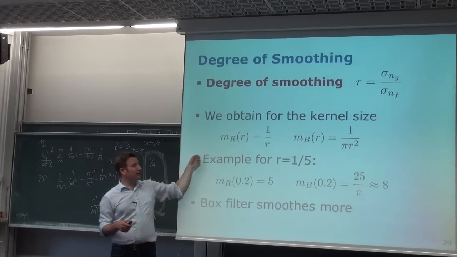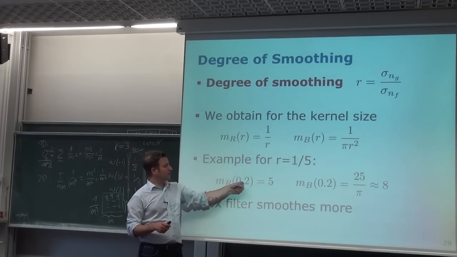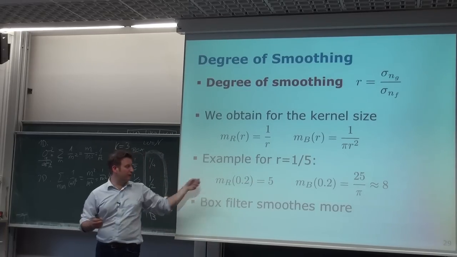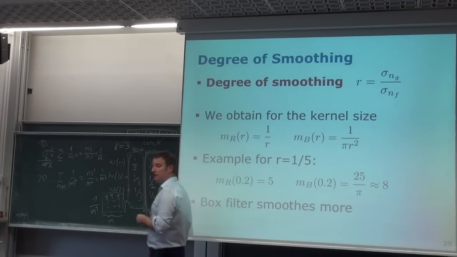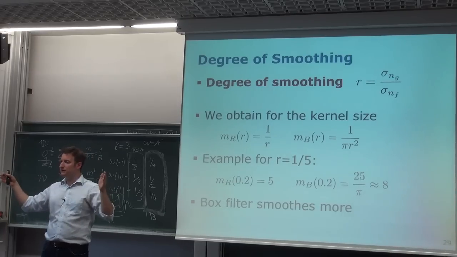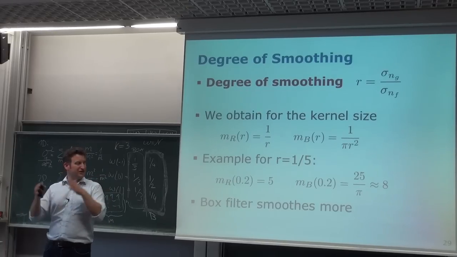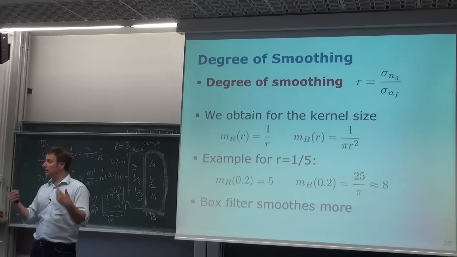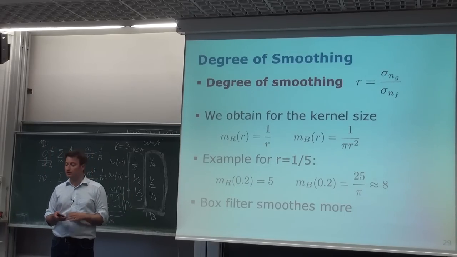So if I, for example, want a degree of smoothing of 1 divided by 5, so I need to put 0.2 in here, I need to choose a kernel width of 5 if I go for the box filter, or approximately a kernel width of 8 for the Gaussian filter. So I need to select a larger kernel for the Gaussian filter if I want to obtain the same degree of smoothing as for the box filter.